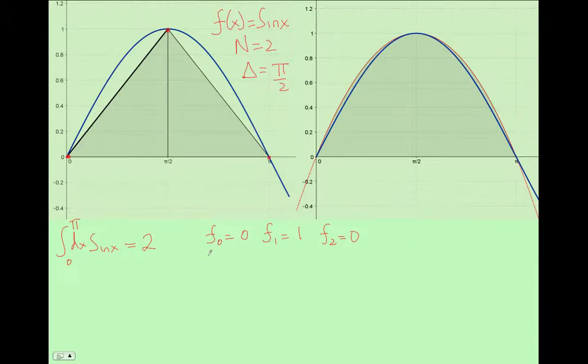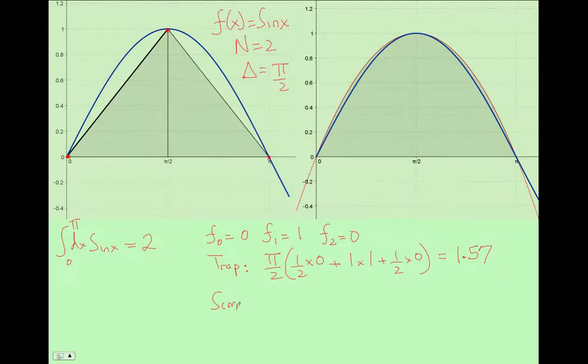So the trapezoidal rule tells us that the value of the integral is delta, which is pi by 2, times half f0, that's 0, plus 1, that's the weight, times f1, that's 1, plus half times 0. And so that's just pi by 2, which is 1.57. Compare 1.57 with 2 and, well, we're like 75% of the answer, but that's 25% missing over there.